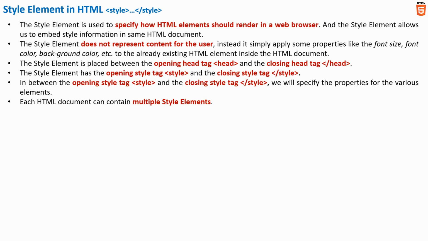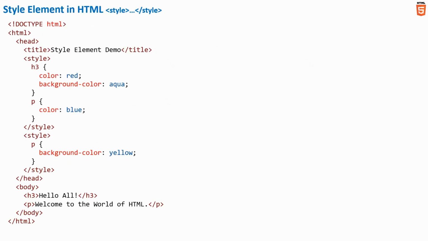Now to give you a better picture, let me show you a sample code snippet where we have used multiple style elements. In the sample code snippet, we have used two style elements. This is one of the style elements and this is another style element. That means we can use multiple style elements in the same HTML document. The style element is placed in between the opening head tag and the closing head tag, and each style element will have an opening style tag and a closing style tag. In between them, we can specify various properties for the different attributes in HTML.